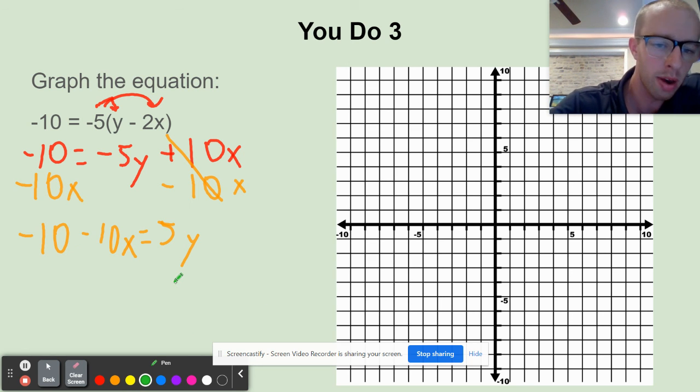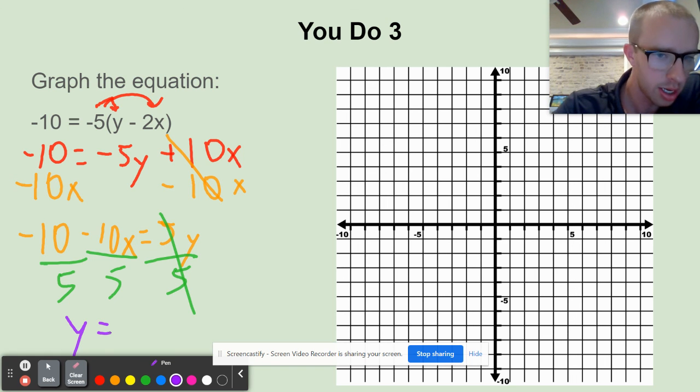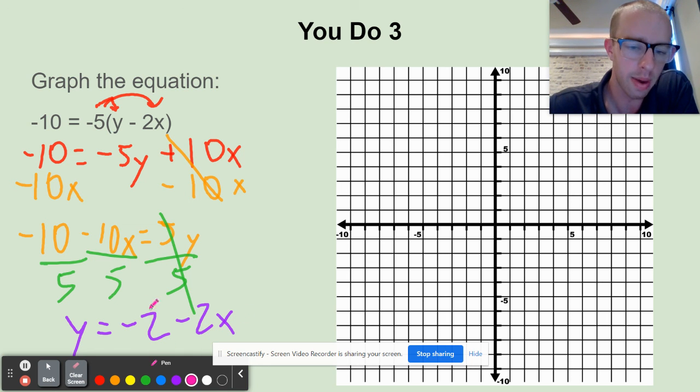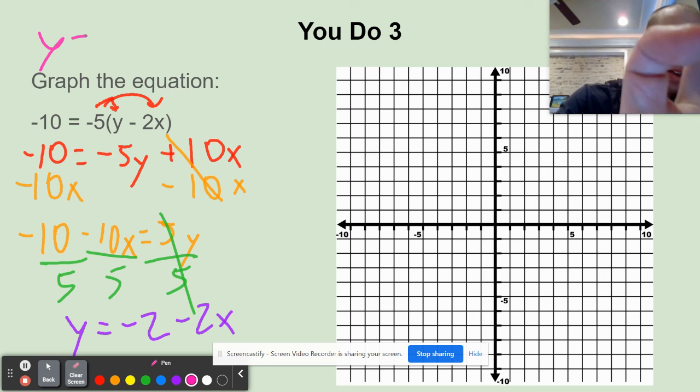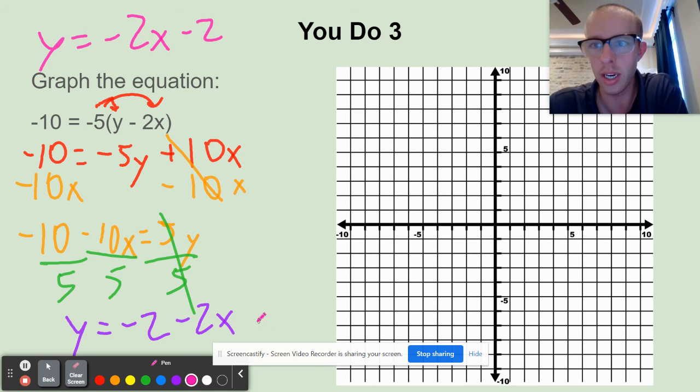And then I just have to get this y by itself, so I divide each side by 5. And these cancel. And I'm getting y equals negative 10 divided by 5 is negative 2. Negative 10x divided by 5 is negative 2x. So I get y equals negative 2 minus 2x. But again, I can rearrange these terms. I have a minus 2 and a minus 2x. So I could rewrite this as y equals minus 2x minus 2. I still have a minus 2x and a minus 2. I haven't changed the equation. I've just changed the order that it's showing.